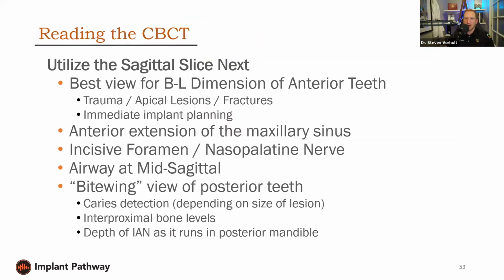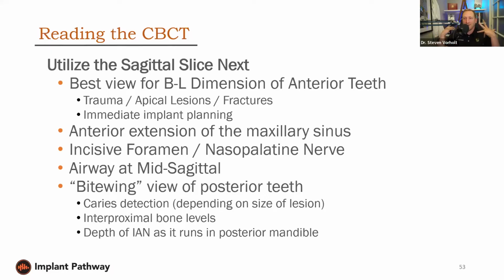Last thing we're going to look at as far as the DICOM x-ray is a sagittal slice, so the left to right slice. Okay, this is the best view to look at the buccolingual dimension of the anterior teeth for trauma, apical lesions, fractures, etc. And if you're planning immediate implants in the aesthetic zone, this is the view you need.